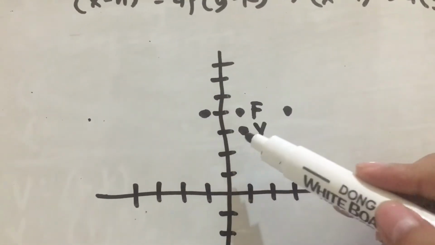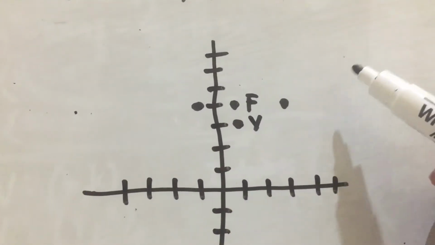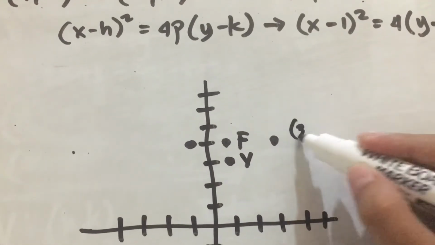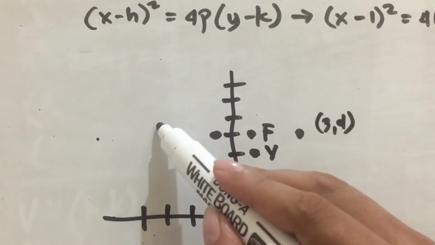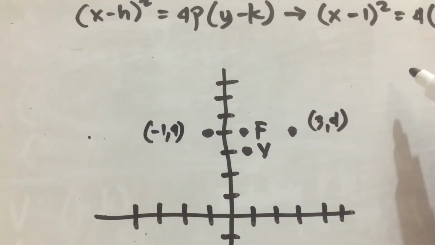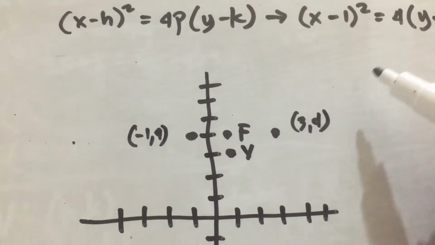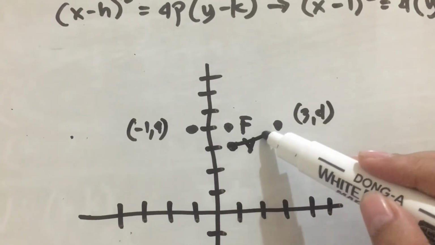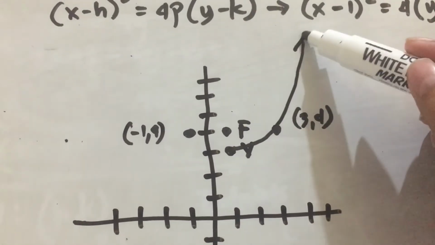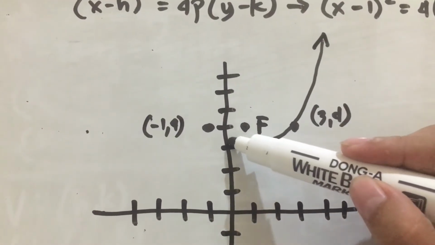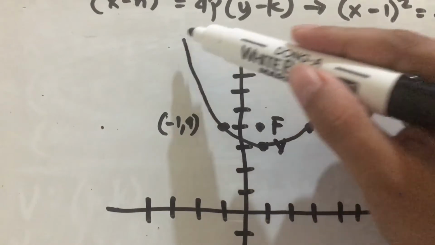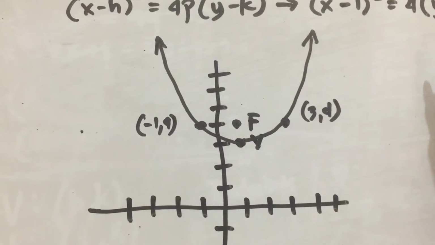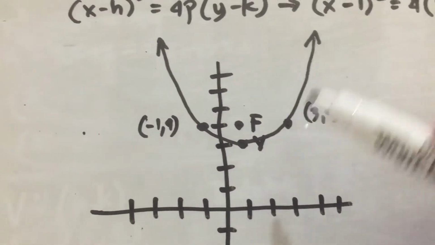If these are your endpoints, this is your (3, 4), and this one is your (negative 1, 4). So when you graph the parabola, starting from the vertex, going to one of the endpoints, draw a curve, and after that you will form the parabola itself.